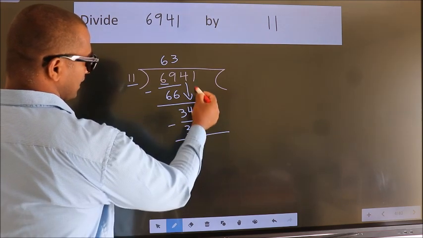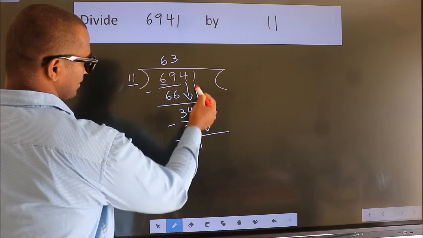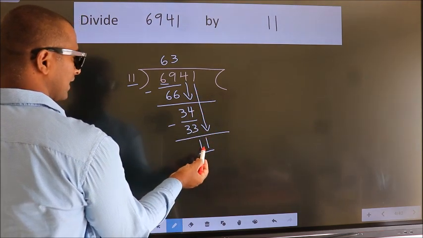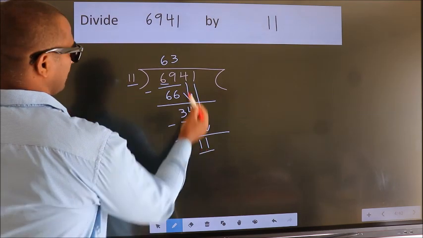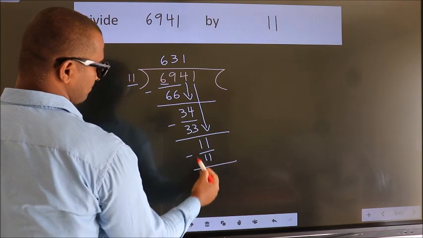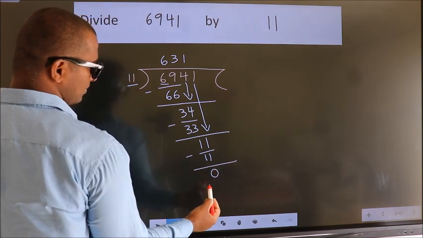After this, bring down the beside number, so 1 down, so 11. When do we get 11? In the 11 table, 11 times 1 is 11. Now we subtract, we get 0.